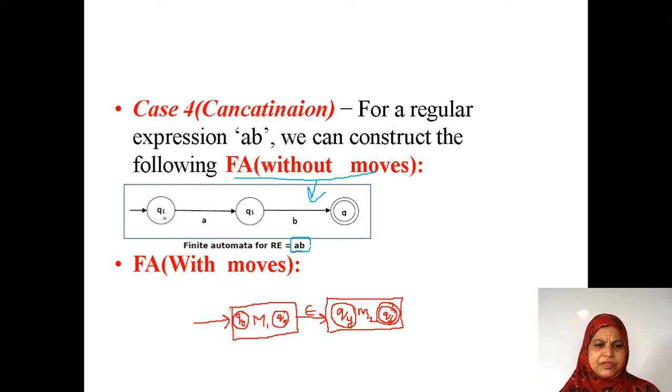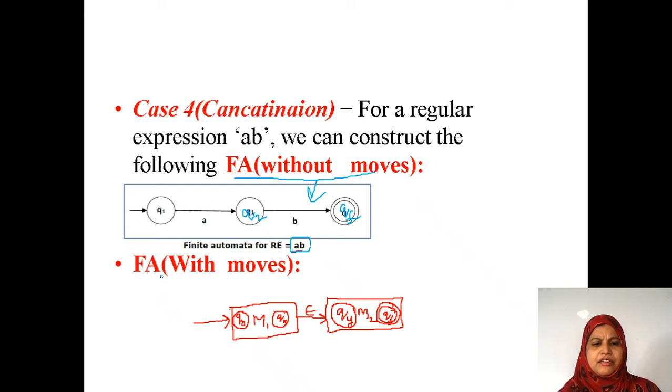Here first we have to take one state Q1, then followed by A, then Q2, then followed by B, then QF. Q1, Q2, QF, or Q3, whatever it may be. The finite automata is A, B and F.